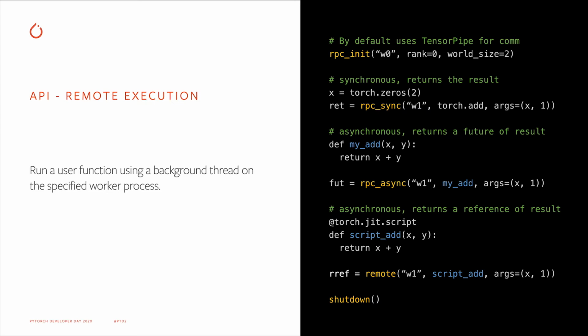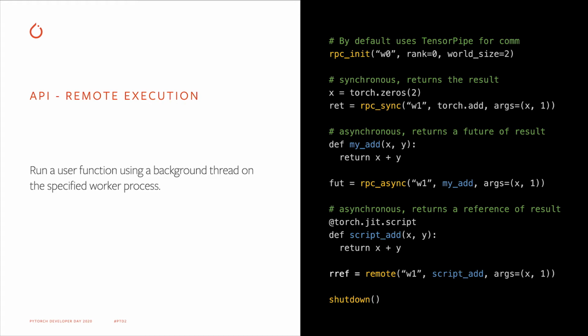rpc_sync runs RPC synchronously. It will block until the return value is available on the caller. rpc_async, on the other hand, immediately returns a future object of the result. The third API is remote, which also returns right away, but instead of returning a future object, it returns a remote reference, which can be treated as a distributed shared pointer of the result. The difference between rpc_async and remote is that the former will always fetch the result back to the caller, but the remote API does not do that. The remote reference will keep the result alive on the callee.